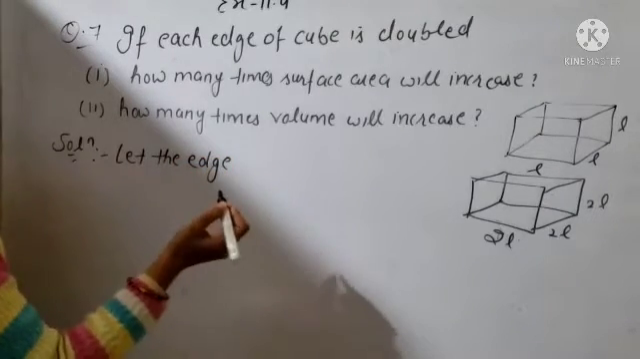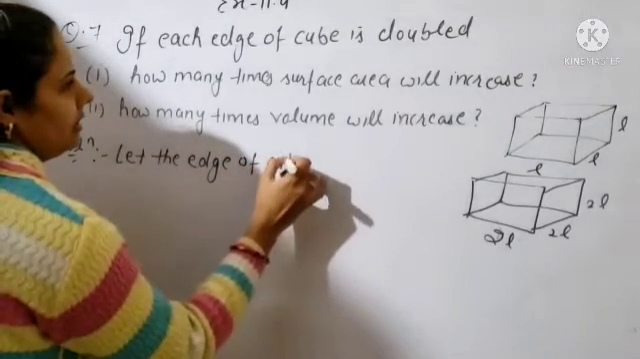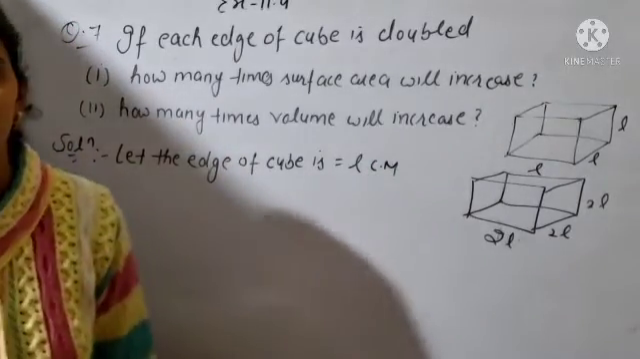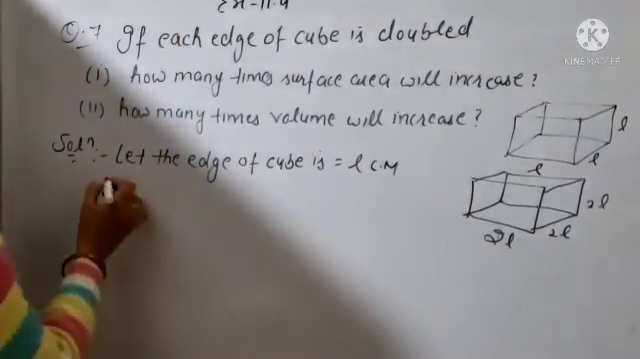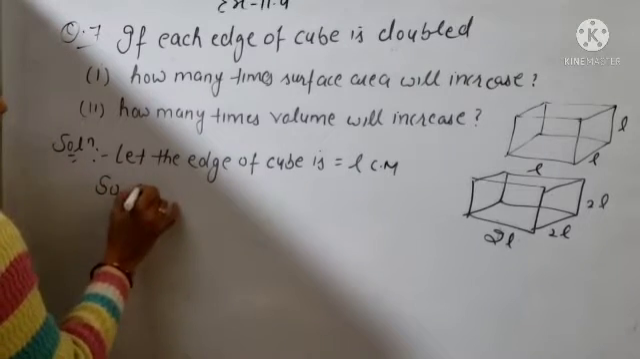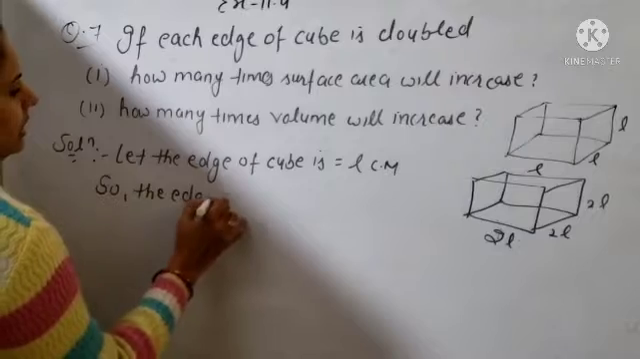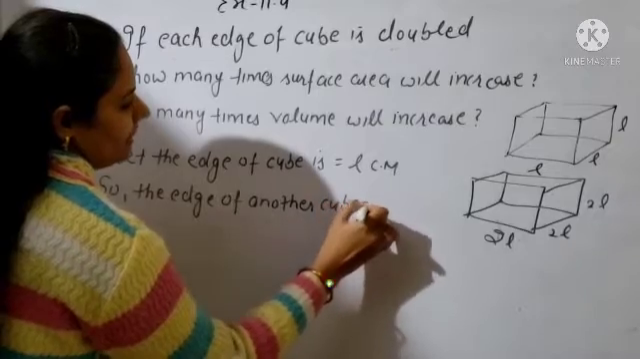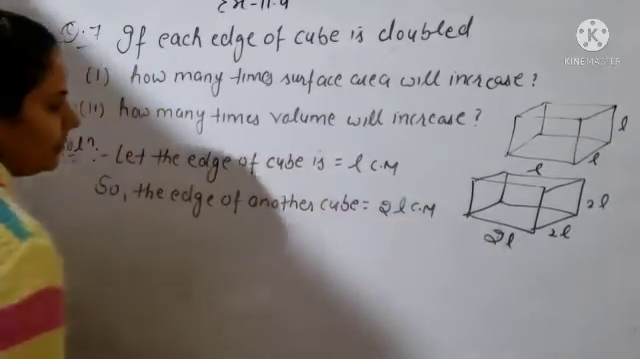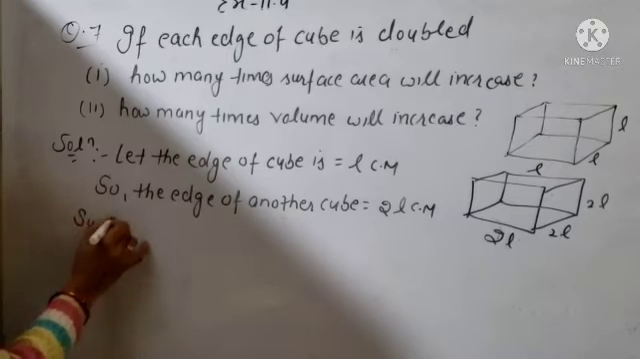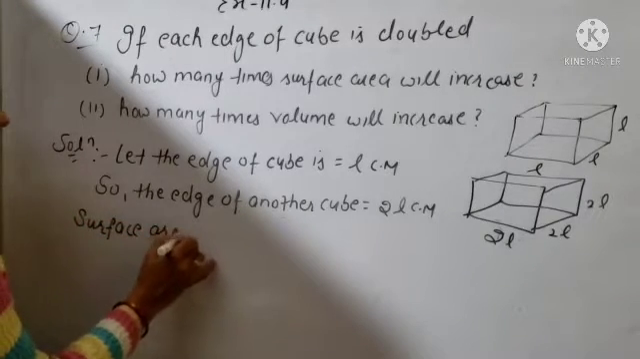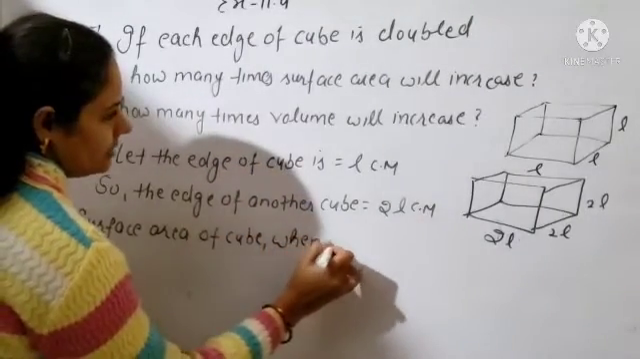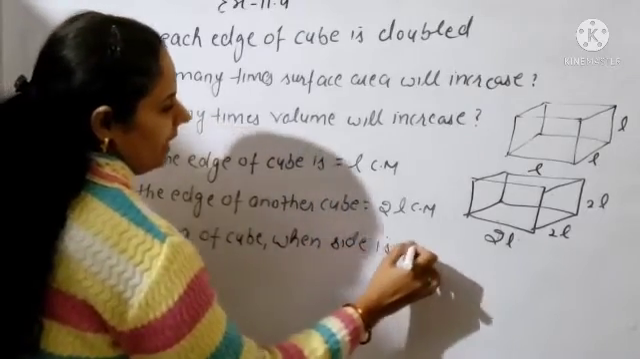Okay. So first of all, you will assume the edge of the cube, the side also you can say, is L centimeter. You can assume the edge of the cube is L meter or L centimeter, and the edge of another cube will be double, so it will be 2L centimeter. So what will be the surface area? First you will find the surface area of the cube when the side or edge is L centimeter.